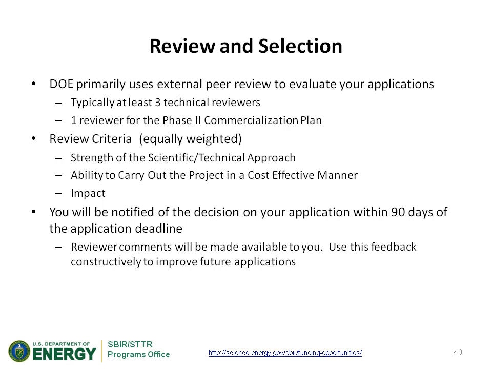Now, once we receive your application, just say a few words about how we review it and how the selection process works. Again, we primarily use external peer review, so we will send it outside the agency for review. We typically use 3 technical reviewers, and then for Phase 2, we will also assign 1 reviewer just for the Phase 2 commercialization plan. And the 3 areas that we look at are really the strength of your idea, or what you're proposing technically. Is it innovative? Is it a significant advance in the state of the art? What is the team and the facilities you have in place to carry out the R&D? And finally, what's the impact?